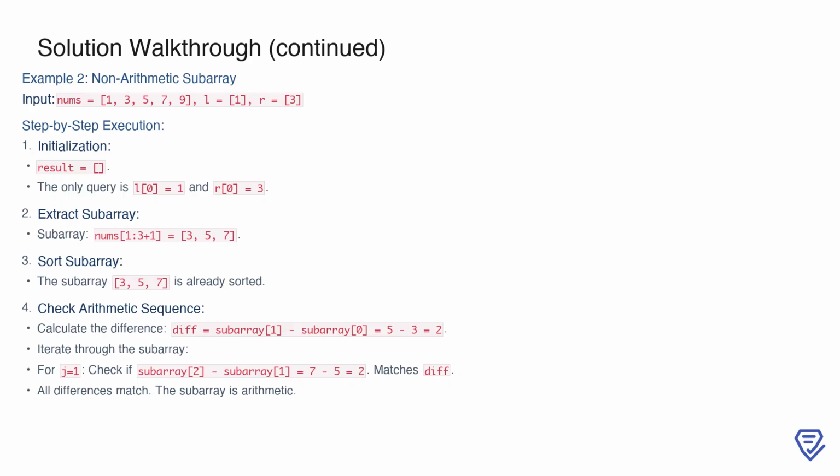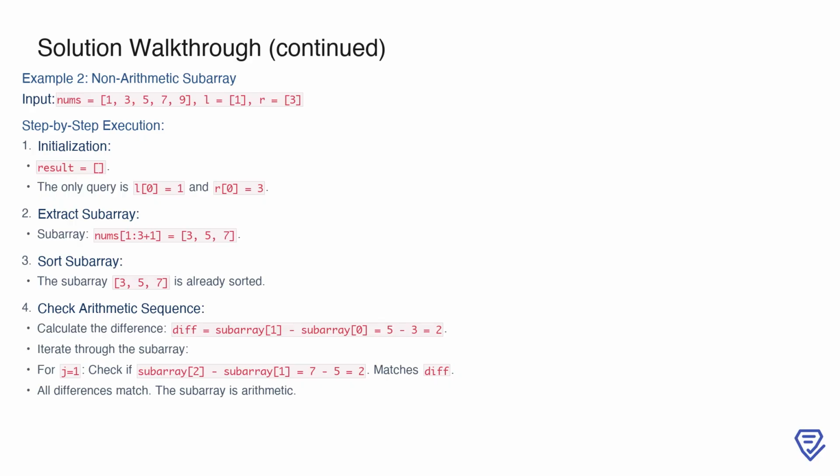Now, let's consider another example where the input nums is [1, 3, 5, 7, 9], and the query range is defined by L[0] equals 1 and R[0] equals 3. We initialize result as an empty list again. Extracting the subarray using these indices gives us nums[1:3+1], which evaluates to 3, 5, 7. Since the subarray is already sorted, we proceed to check if it forms an arithmetic sequence. The common difference is calculated as 5 - 3 equals 2.